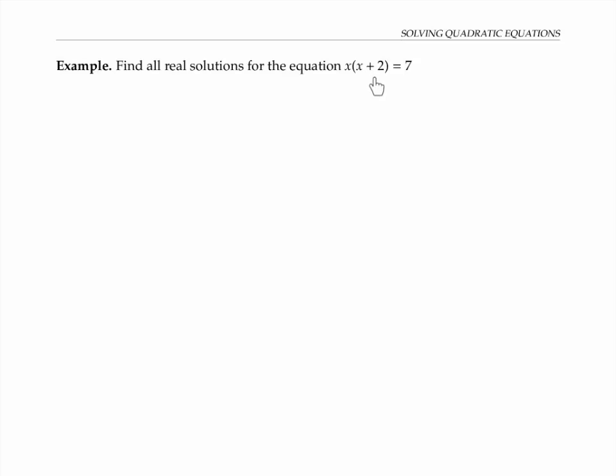But that's faulty reasoning in this case, because x and x plus 2 don't have to be whole numbers. They could be crazy fractions or even irrational numbers. So instead, let's rewrite this equation in standard form.